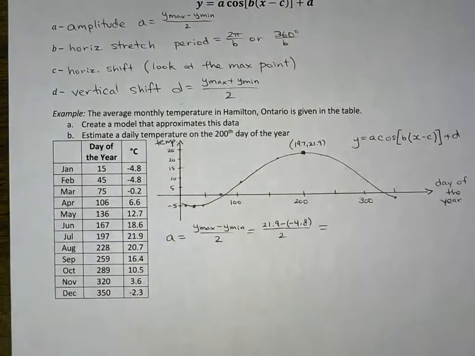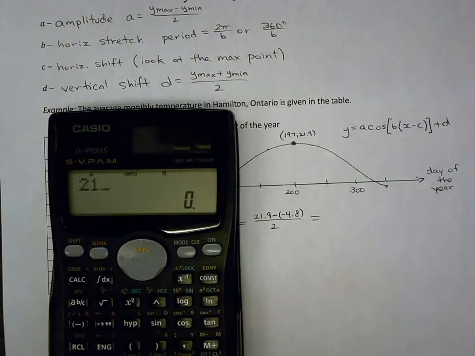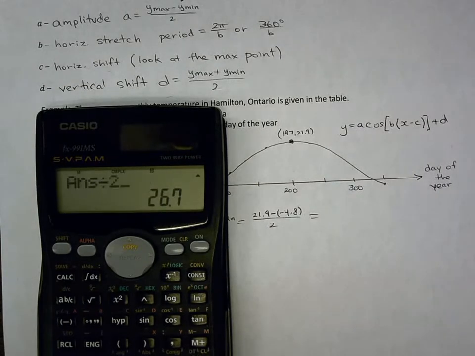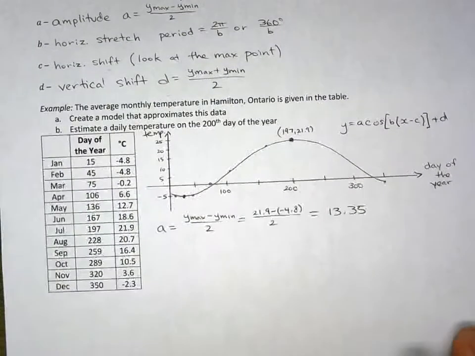Let me get my calculator out and do that. So that's 21.9 plus 4.8. That gives me an amplitude of 13.35. Okay, so far so good.